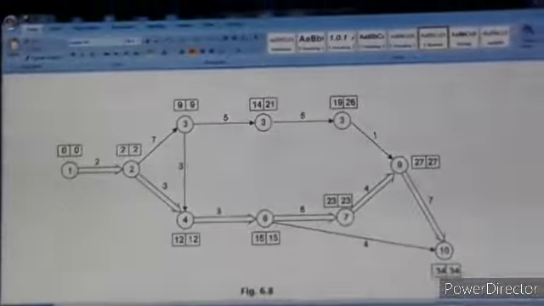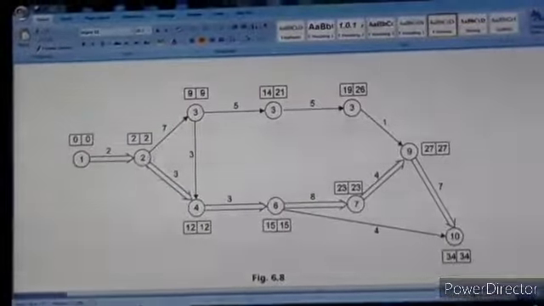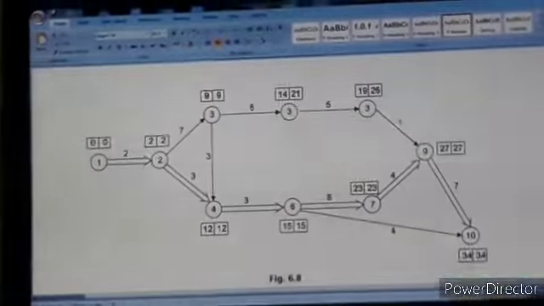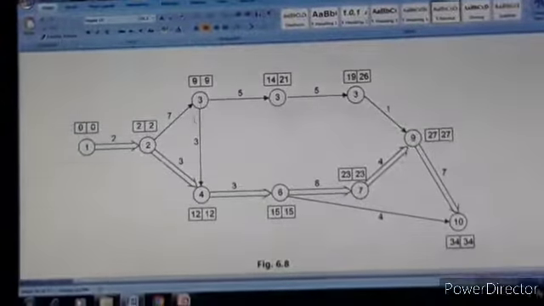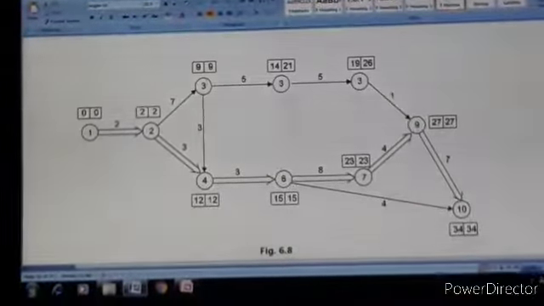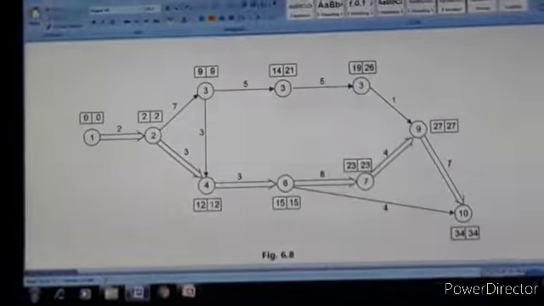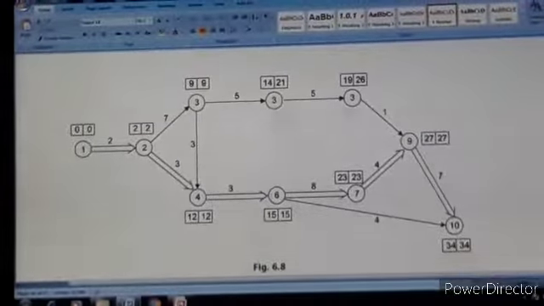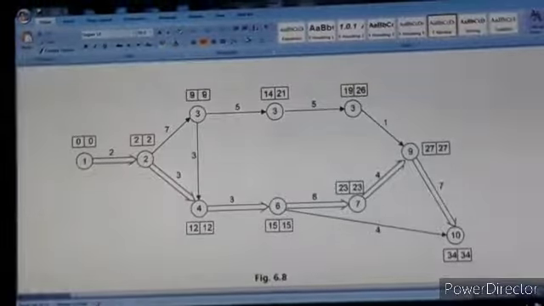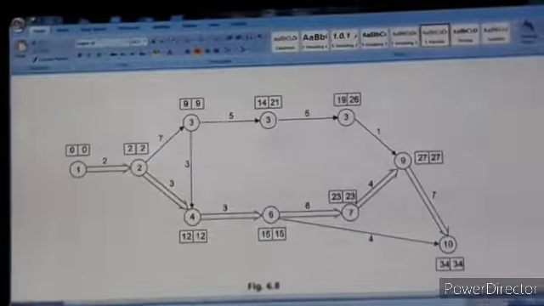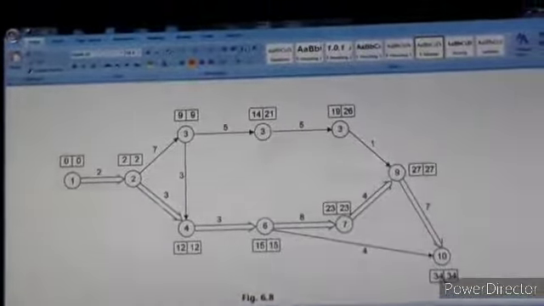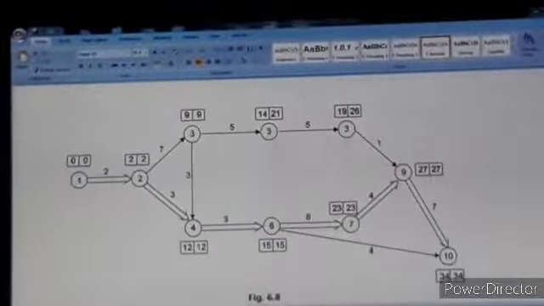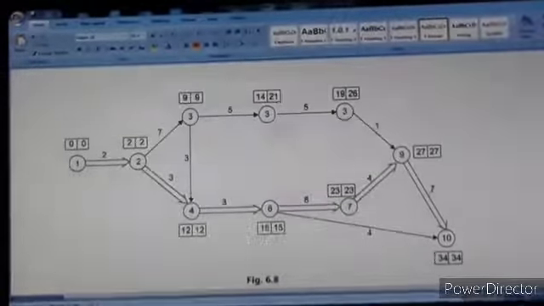So how is it drawn? Considering node 1 to 2, duration 2 weeks, then 2 to 3, duration 7 weeks, then 2 to 4, duration is 3 weeks, 3 to 4, duration is 3 weeks, 3 to 5, duration is 5 weeks, 5 to 8, duration is 5 weeks, then 4 to 6, duration is 3 weeks, 6 to 7, duration is 8 weeks, 6 to 10, duration is 4 weeks, 7 to 9, duration is 4 weeks, 8 to 9, duration is 1 week, and 9 to 10, duration is 7 weeks.